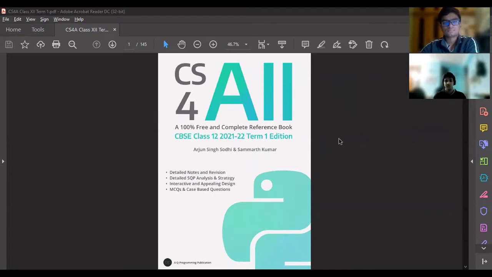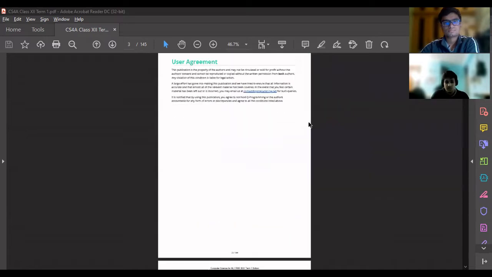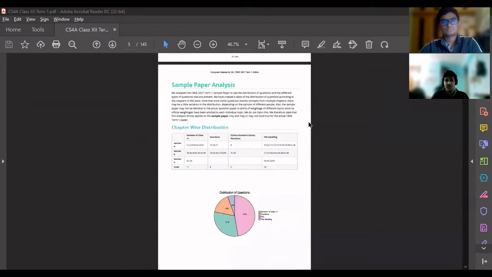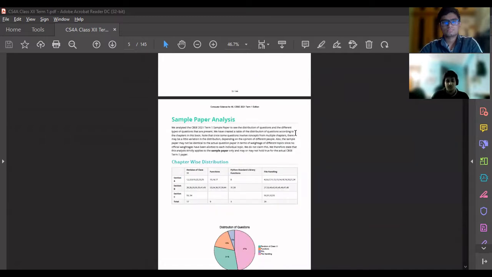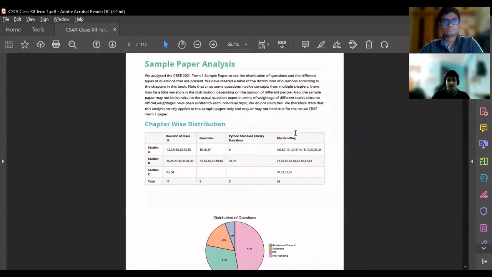So the first thing we've done is the sample paper analysis. So the sample paper chapter wise. As you know, there are 4 units we've divided it into, as you can see in this table: revision of class 11, functions, Python standard library functions, and file handling. These 4 units are the categories we've divided these questions into.